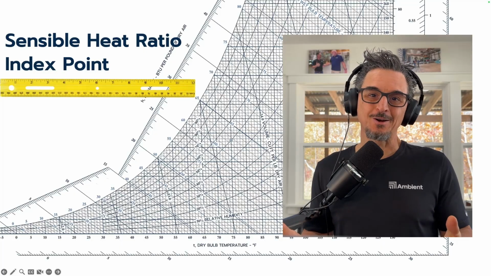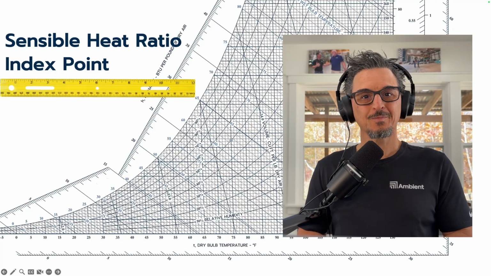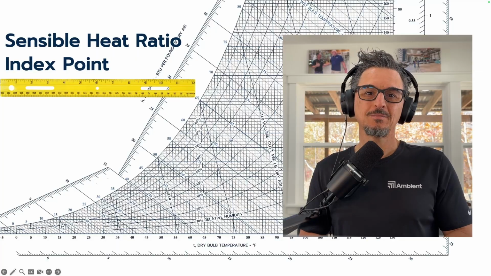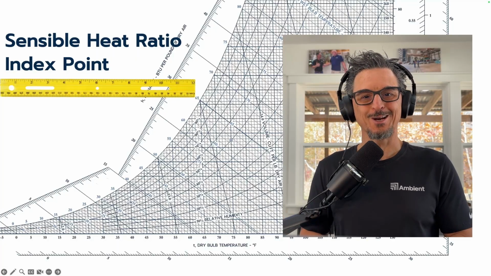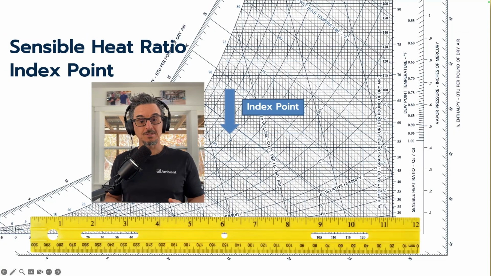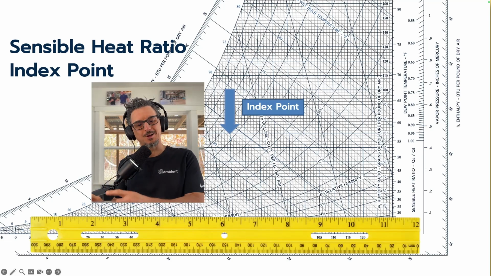Okay, so let's look at plotting the sensible heat ratio on a psychrometric chart. If you have a chart printed out and a straight edge, you can pause this video and play along, or just sit back and watch, and I'll show you how to do it. Okay, the first thing you're going to want to do is find something called the index point. Now, some charts are a little different. The way this chart works is we're going to draw the SHR by finding the index point and lining it up with the sensible heat ratio numbers, which are on the right.